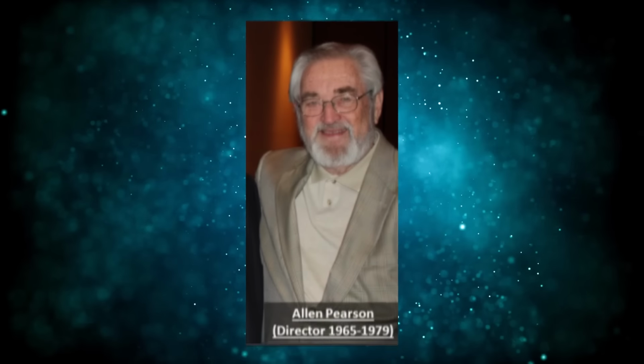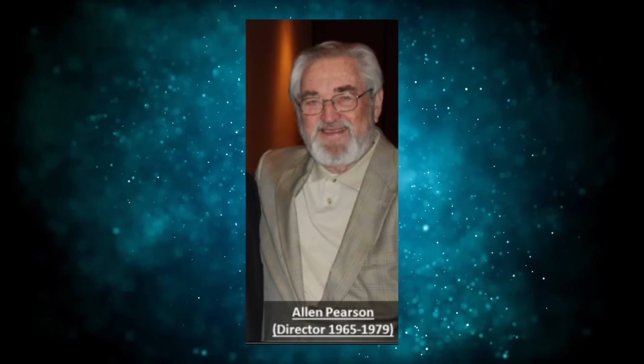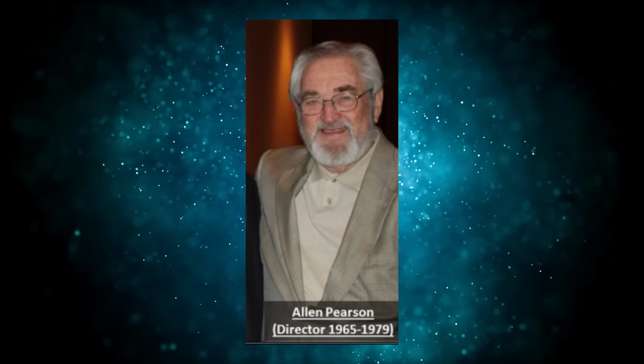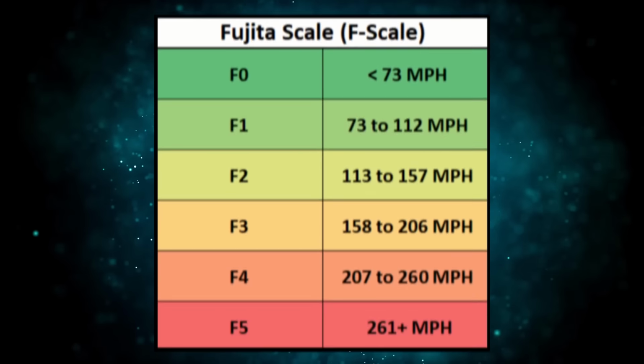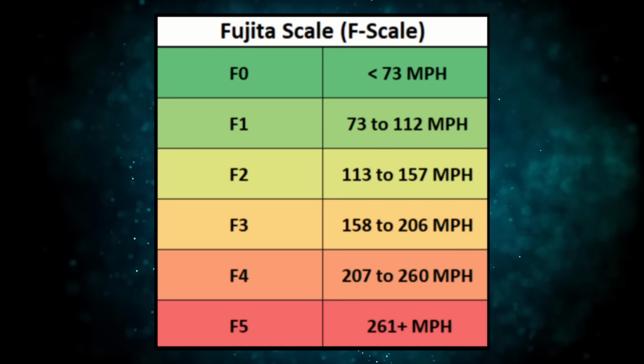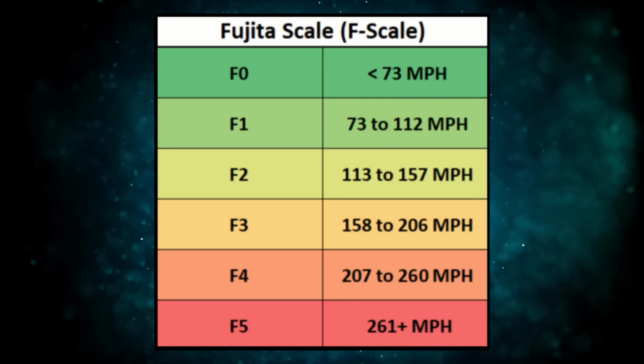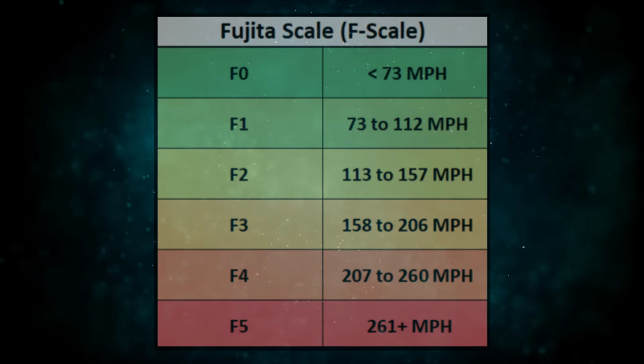The scale was formally introduced in 1971 in collaboration with Alan Pearson, who was head of the National Severe Storms Forecast Center, now known as the Storm Prediction Center. It goes with no surprise that the scale was quickly accepted by NOAA as an official scale to rate tornadoes. Of course, the Fujita Scale and the work that Dr. Fujita did to create it is extremely important to what we know about tornadoes now.